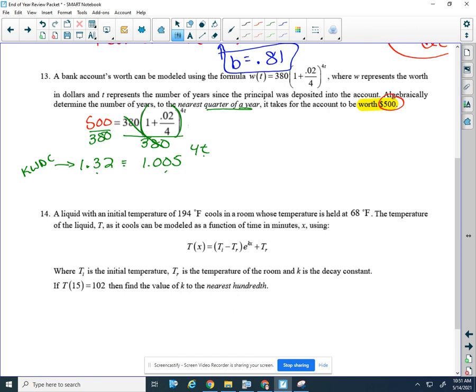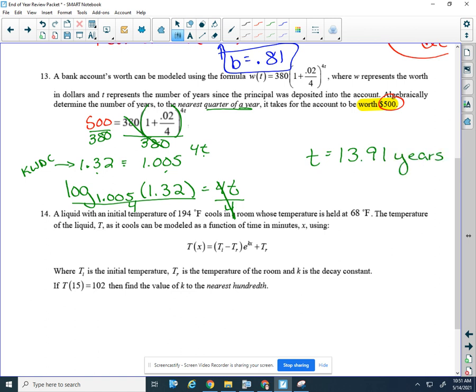Now I have number equals base to the exponent. So I can put this in logarithmic form, log base, number equals exponent. And to get t by itself, just divide everything by 4. And when you put that whole left side in your calculator, you get t equals 13.91 years. Now they want us to round to the nearest quarter of a year, so this would round up to about 14 years.